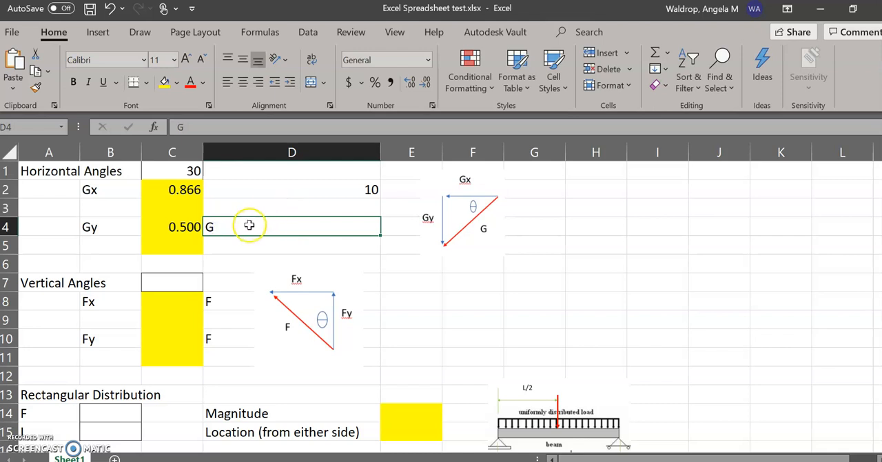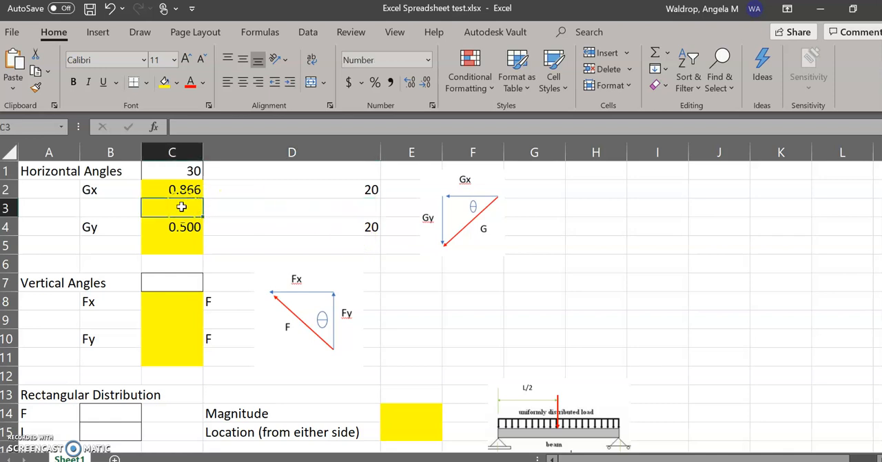Okay. Now, rather than typing in G again here, I can make those cells equivalent. That way, if I change it in this area, it'll automatically change here. So I'll delete the G. I'll say equals, and I'll click on that cell and it'll copy the value. That way, if I ever decide to change this to 20, it automatically updates here.